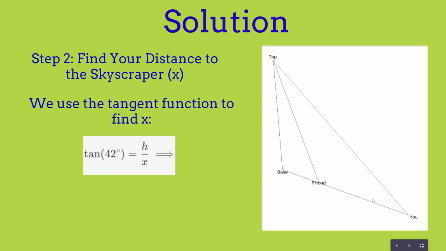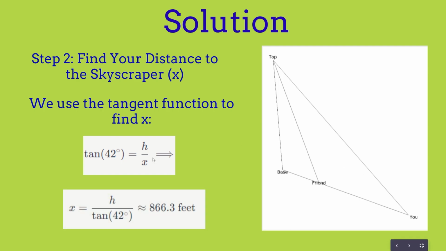Since we know that the angle of elevation is 42, tan 42 will be equal to h divided by x in this case. And once we isolate x by itself, x will be equal to h divided by tan 42, and we get approximately 866.3 feet.